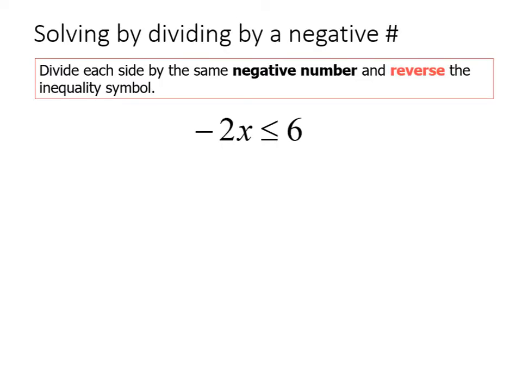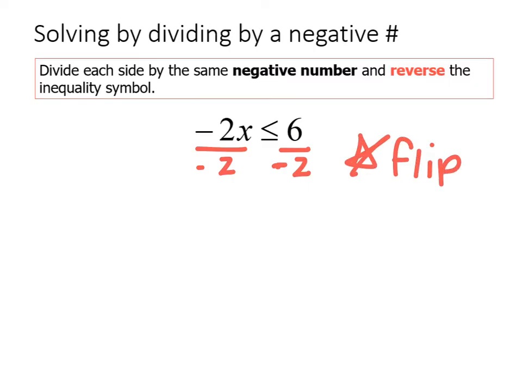The same process is true when you're dividing by a negative number. So in this case, we have negative 2x is less than or equal to 6. In order to get rid of that negative 2 in front of the x, I have to divide both sides by negative 2. However, again, because I'm dividing by a negative, you have to flip the inequality symbol. So it's going to become x. 6 divided by negative 2 is negative 3. And I flip my symbol to now open to the left, and I maintain that equal to line underneath.